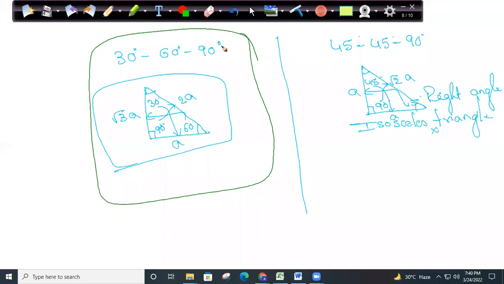Immediately you should attack the question and solve it. If I say the side opposite to 60 is 20, what is this? 20 by root 3, the same thing that I did before. What is this? Fatafat, your mind should work and give the answers. That is why I told you, before doing this, we should have confidence and a positive attitude.